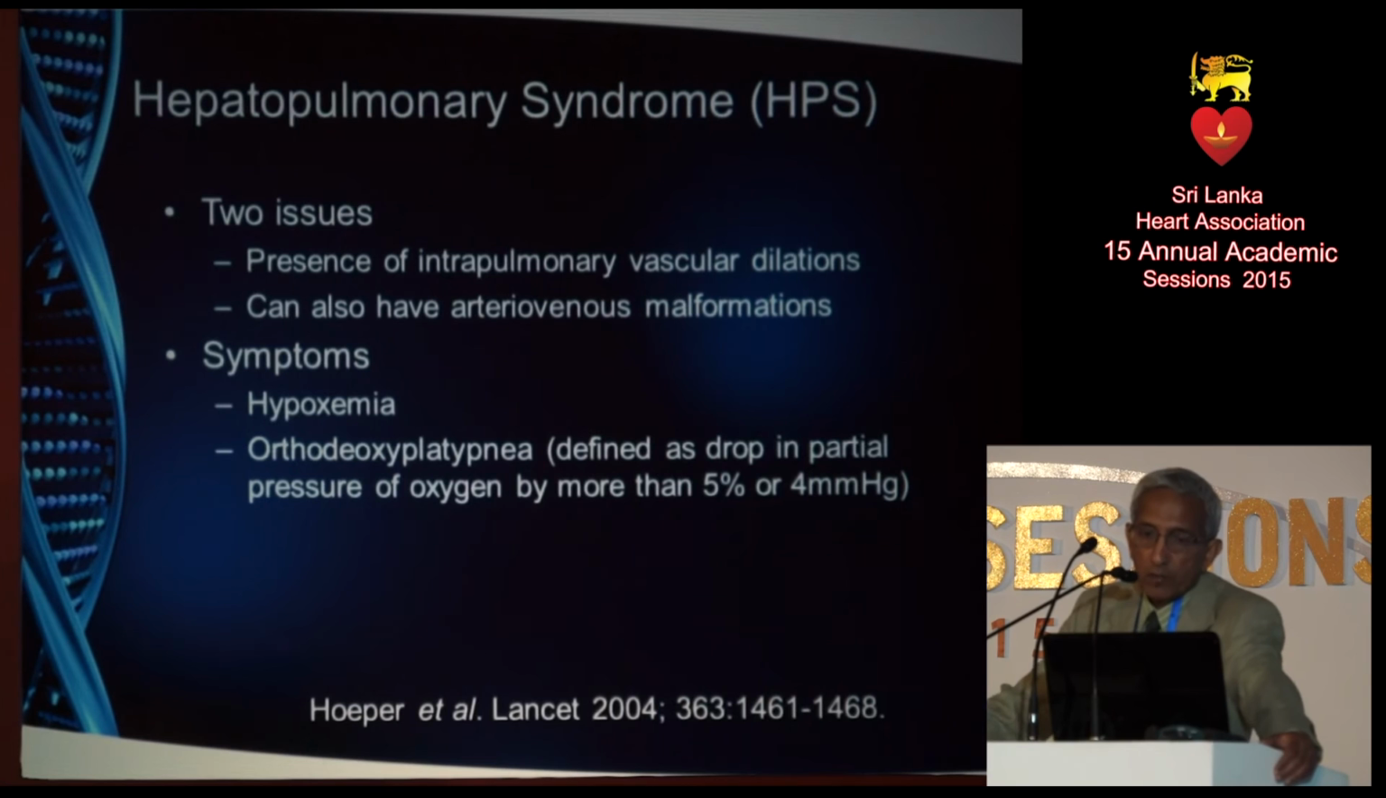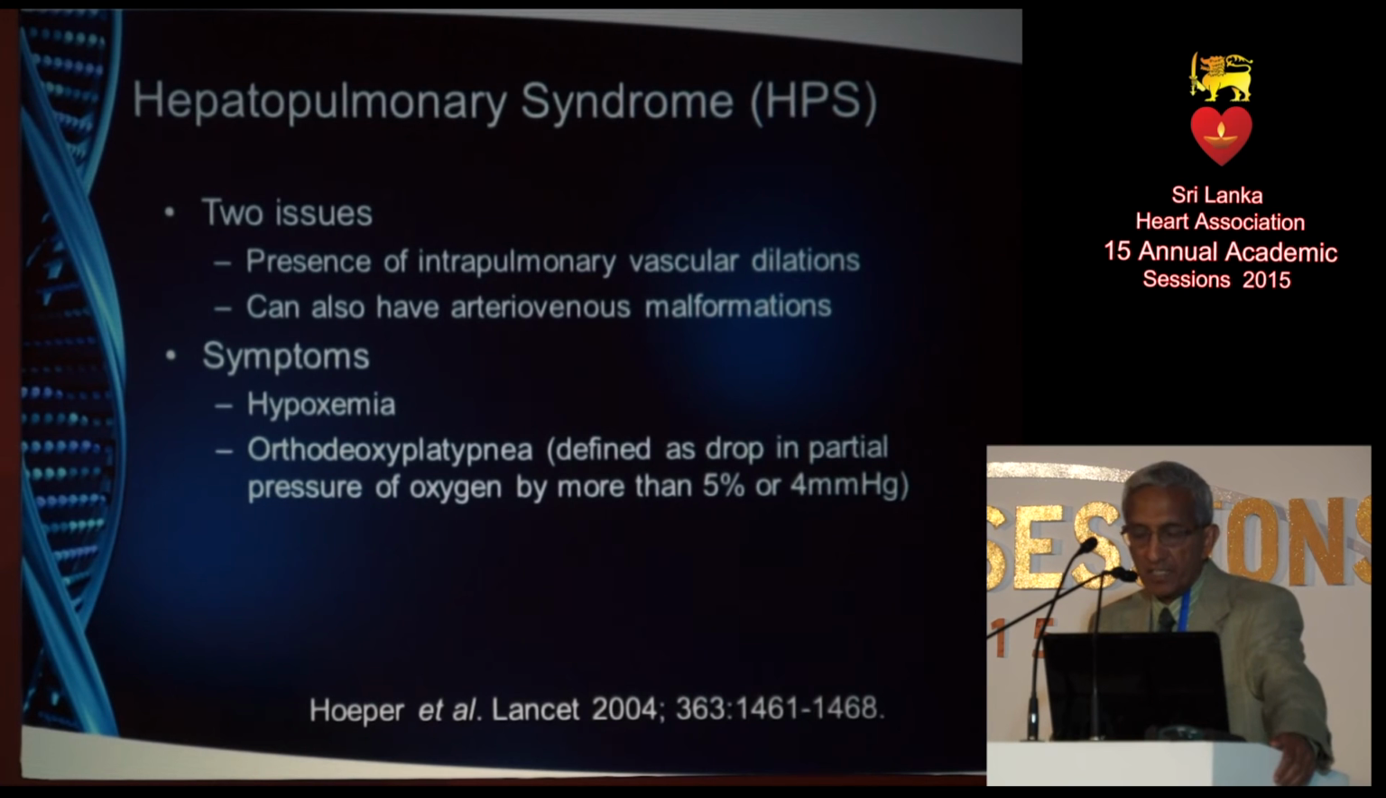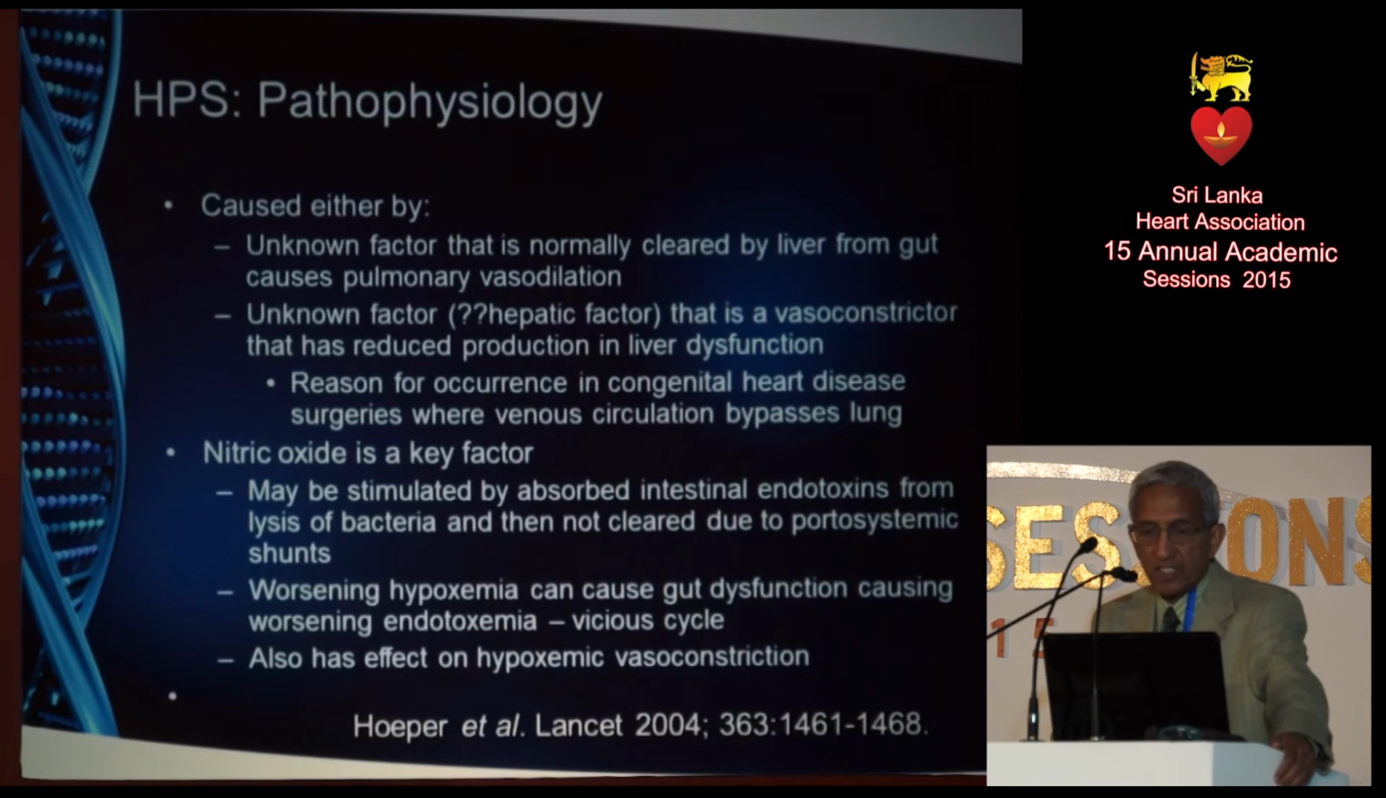The last syndrome from the liver's point of view is the hepatopulmonary syndrome. This is due to two issues: either you have pulmonary AV malformations or pulmonary vascular dilatations. So you have symptoms of hypoxia and also platypnea, where you have dyspnea more in the upright position as opposed to supine, with changes in the oxygenation as well.